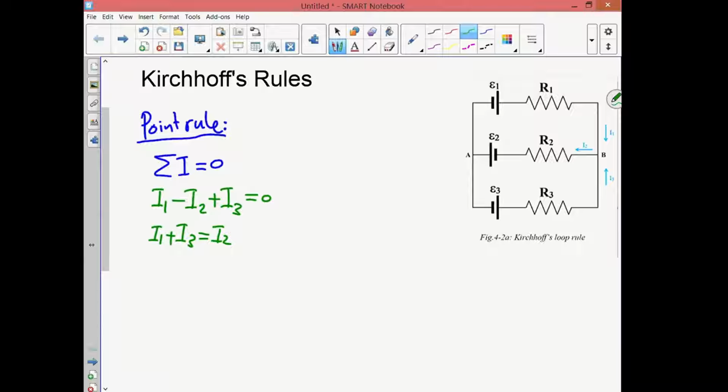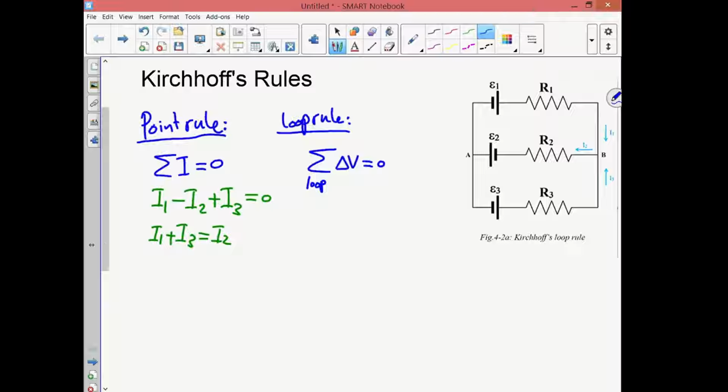So what we will do in this experiment is that we will measure the current in each of the three branches and then apply the point rule to our measurements to see whether or not our data satisfy the point rule. Now for the second part of the experiment, we will be talking about the loop rule, which says that the sum of the voltage differences around any closed loop is equal to 0.